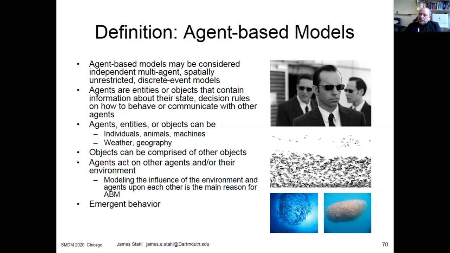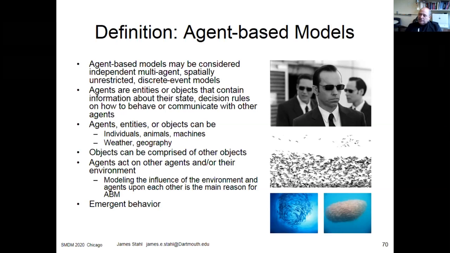And so the other thing about agent-based models, they act on each other and the environment itself, which we already talked about. So in the upper right-hand corner, we have Agent Smith. For those of you who have not seen The Matrix, which is probably about three people in the world, this is a computer entity that is completely autonomous and interacts with the rest of the world.